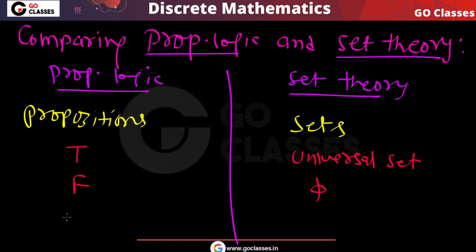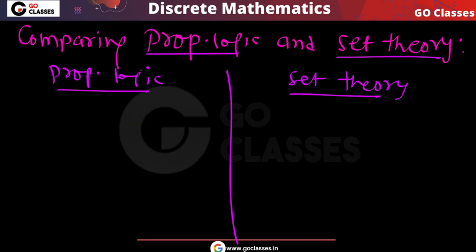Also you have, for example, P and Q, which is the conjunction. Conjunction is similar to intersection. And we also have disjunction, P or Q, and here we have union, P union Q. Here we have negation of P, and here we have the complement of a set.